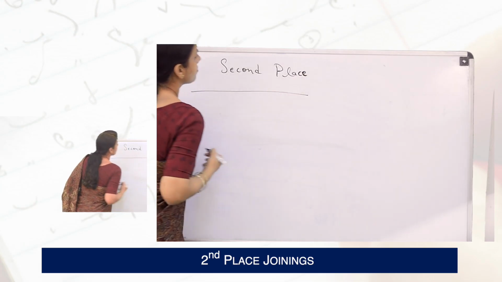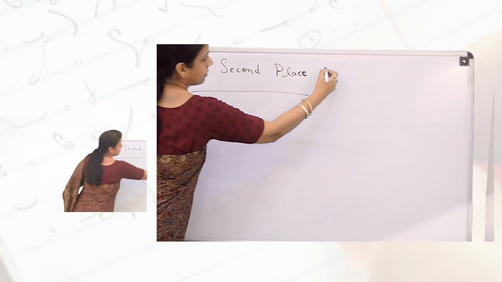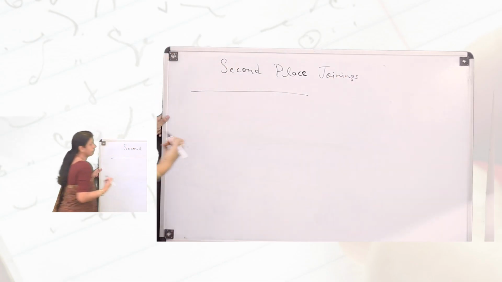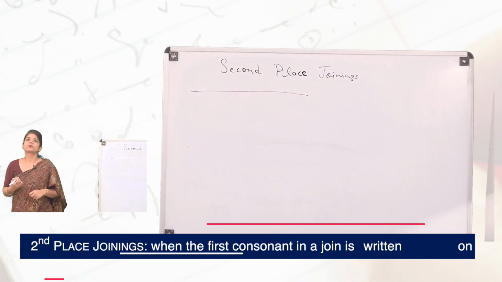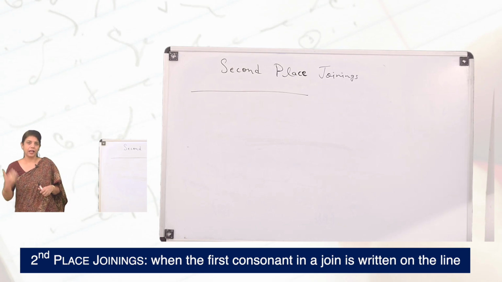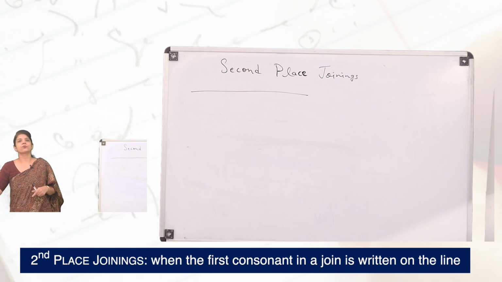Now, what are joinings at the second place? Second place joinings mean that the first consonant in a joining is written on the line, and wherever the first ends, the second begins. Wherever the second ends, the third begins, and so on.